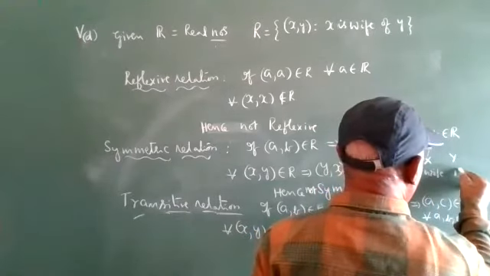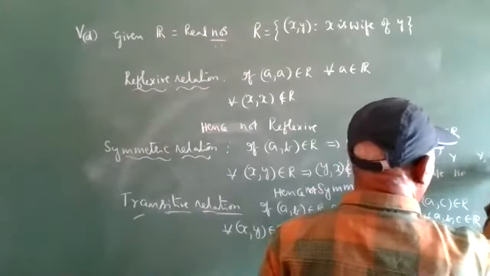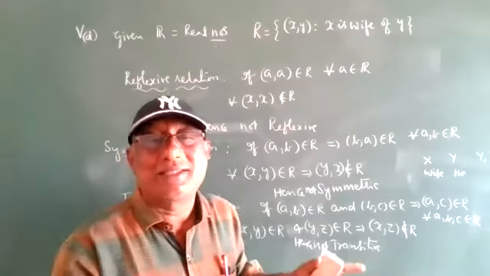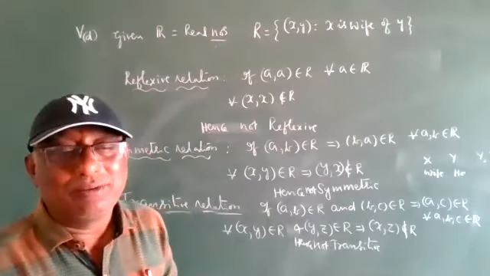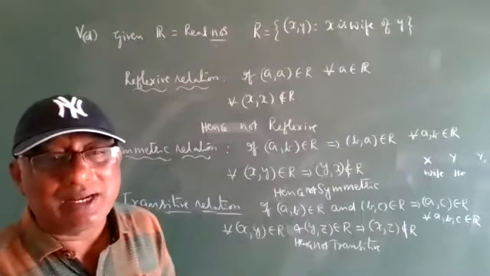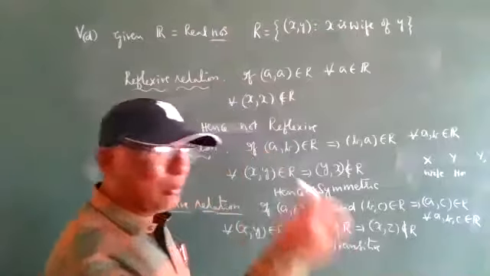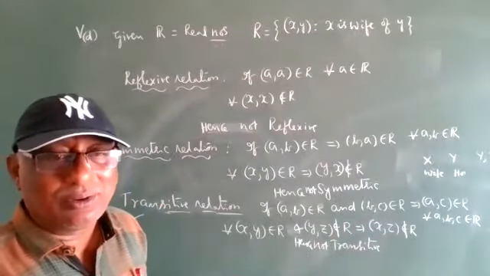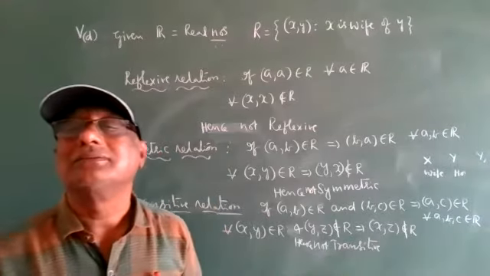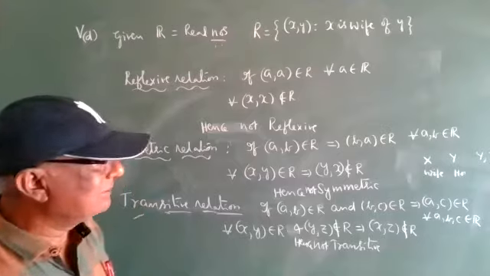X is a wife of Y means Y is a husband. Y is a wife of Z is wrong. So a gent is not a wife of a gent. So this is wrong, and it does not belong to R. No question of X and Z either. Not transitive. Okay, now?